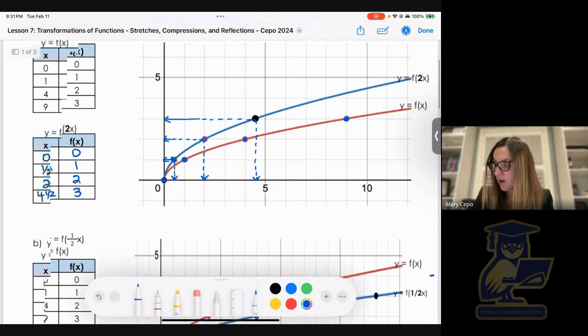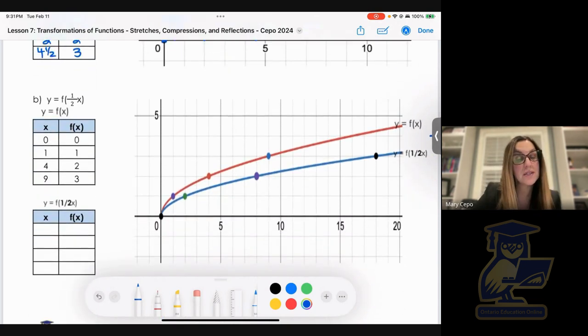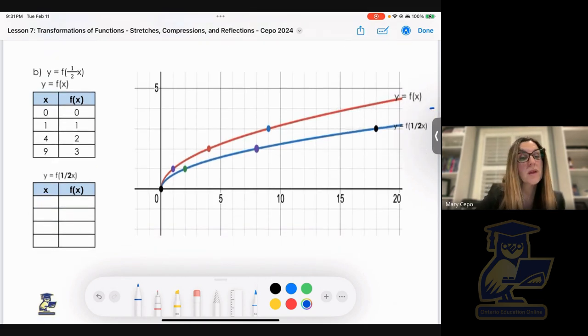Interesting. Moving on, let's see how the same parent function is impacted when we're observing the graph y is equal to f of 1/2 x. Again, the parent function key points for our square root function are (0, 0), (1, 1), (4, 2), and (9, 3), which is represented by the red graph on our grid. Looking at the blue graph, we want to observe again, the y values are remaining the same, 0, 1, 2, and 3, and what is happening to each of our x values.